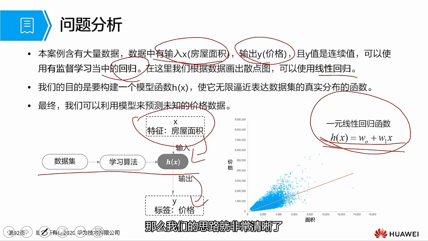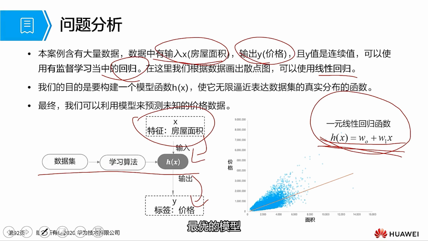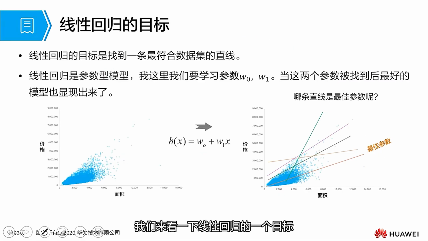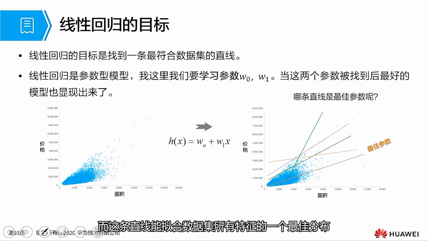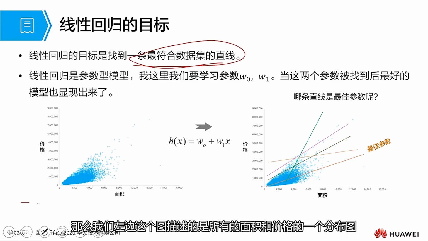Now let's take a look at the objective of linear regression. When we were explaining this algorithm, we mentioned that linear regression is actually about finding a straight line, and this straight line can best fit the distribution of all features of the dataset. It is to find the best straight line, like this. So, the graph on the left describes a distribution of all areas and prices. So how do we find this straight line? In the graph on the right, we can see that many straight lines are drawn. There are all kinds of them, right? But there is only one best straight line. It's this deep yellow one.